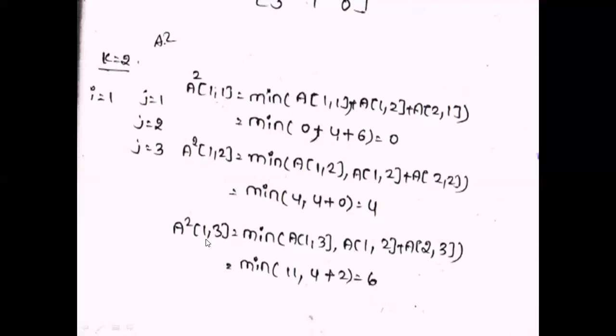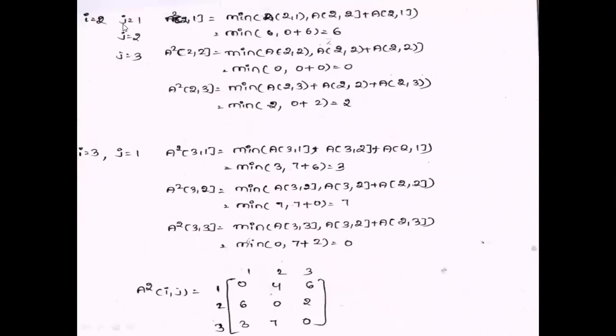A path exists directly from 1 to 3, but there is another, shorter path through intermediate vertex 2. So 4 plus 2 is 6. Between 11 and 6, the minimum value is 6. That is how we are finding the shortest path, the same way we calculate A11, A12, A13. A square represents the shortest path through the intermediate vertex 2.